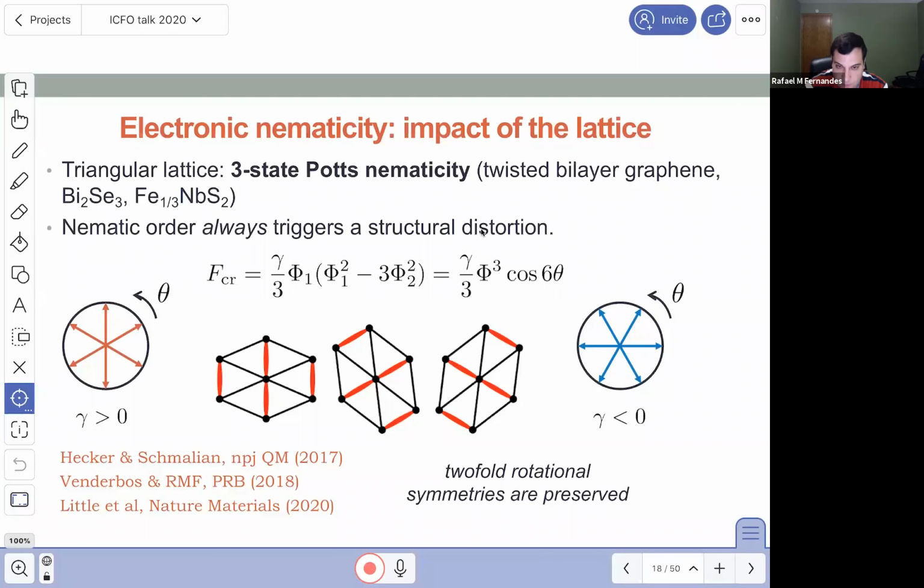Notice that the two-fold rotational symmetries are preserved, meaning if I do C2X or C2Y, this is still invariant, okay? All right, any questions so far? Okay.